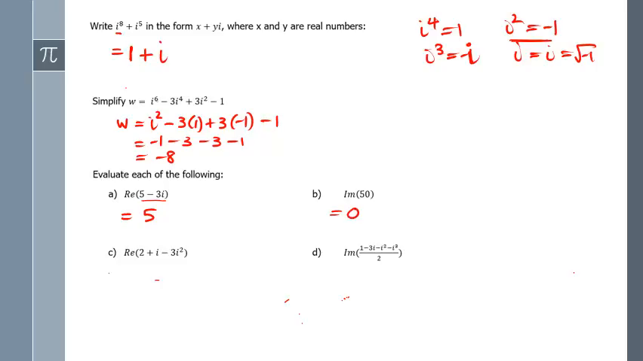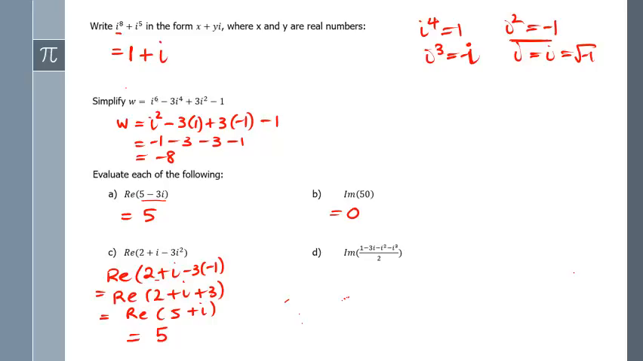In this equation here, I need to rewrite it and simplify it first. So 2 plus i minus 3 times i squared, we know is negative 1. So that's equal to the real part of 2 plus i minus 3 times minus 1, which is plus 3. So that's going to give us the real part of 5 plus i, which in this case the real part of that is just 5.